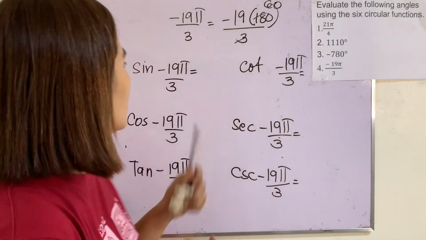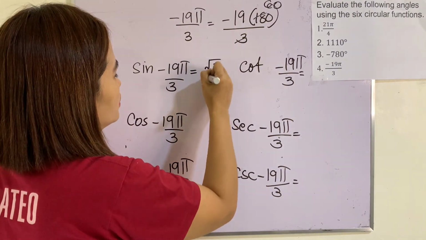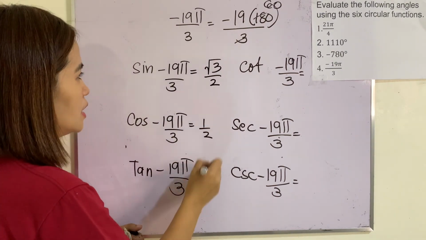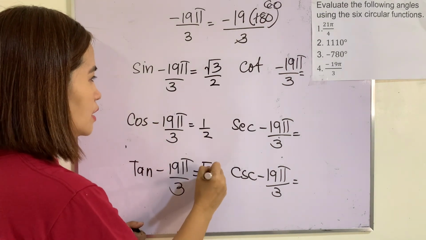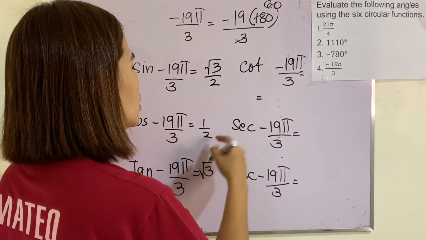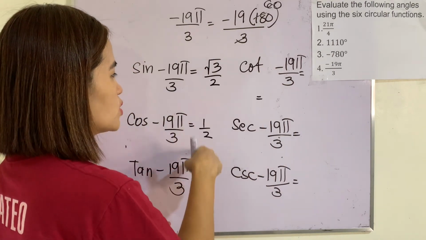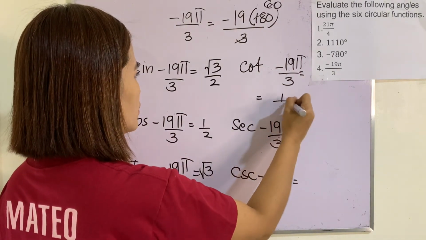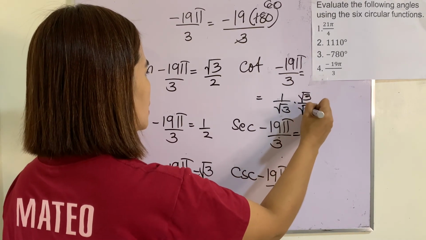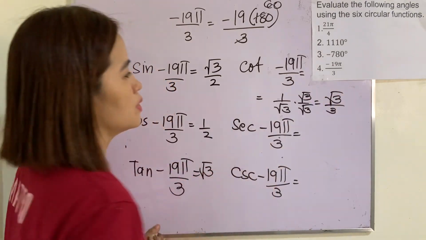So here, sine negative 19 pi over 3, the longer side is square root of 3 over 2. The shorter is 1/2. Tangent is divide, that is square root of 3. Cotangent is equal to the reciprocal of this. This one is equivalent to 1 over square root of 3 times square root of 3 over square root of 3. This one is square root of 3 over 3.